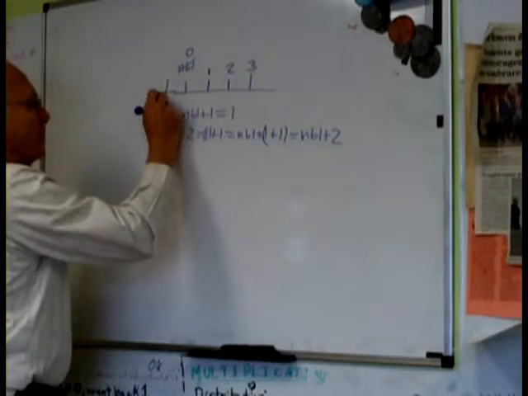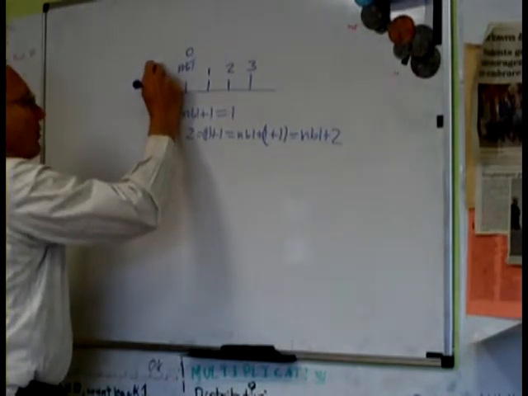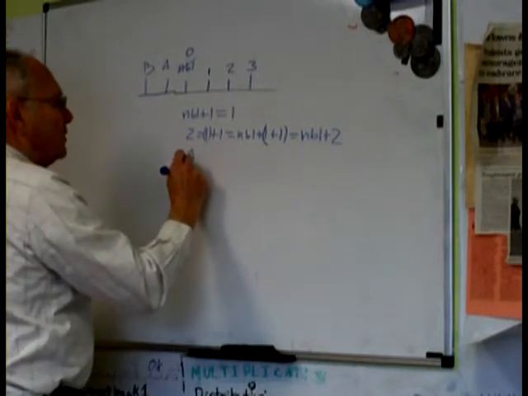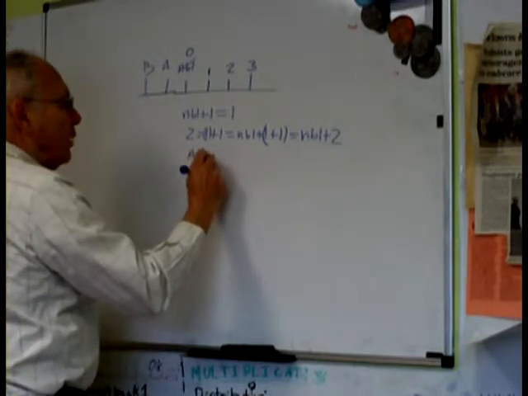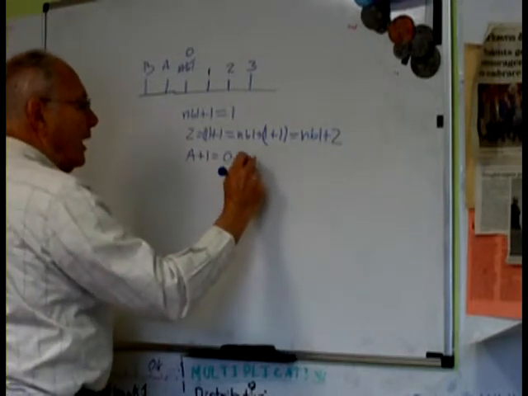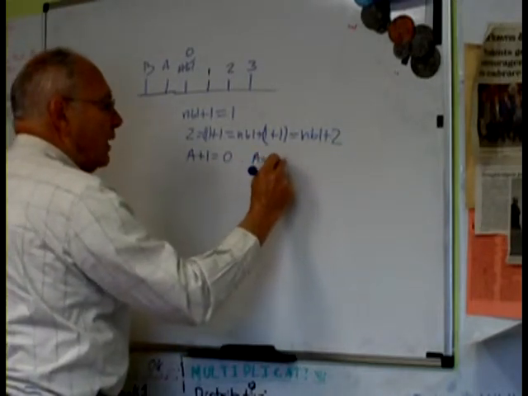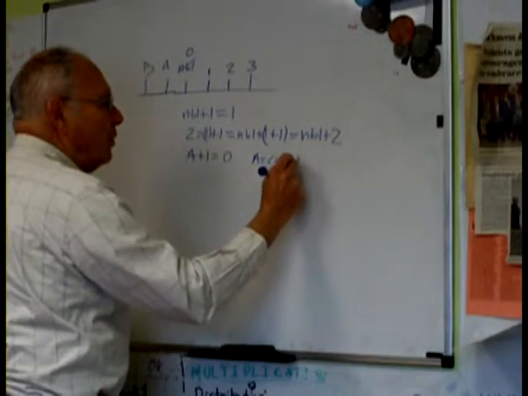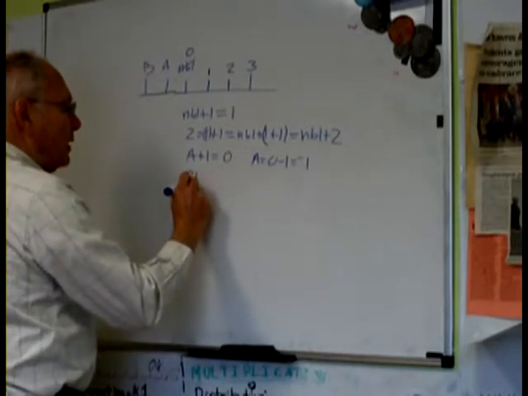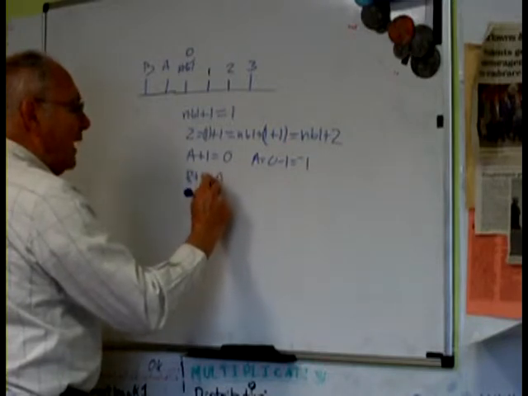If we look at the numbers before 0, let's call them A and B. To get from A to 0, we do A plus 1 is equal to 0. Therefore, A is equal to 0 minus 1, which we will call minus 1. Then B plus 1 is the way we get to A.